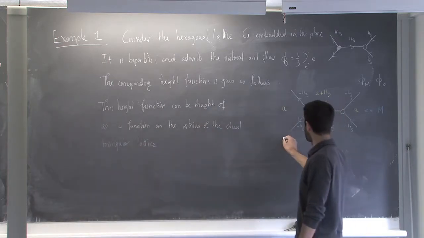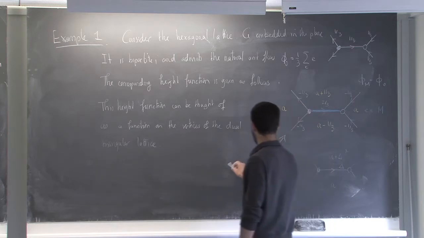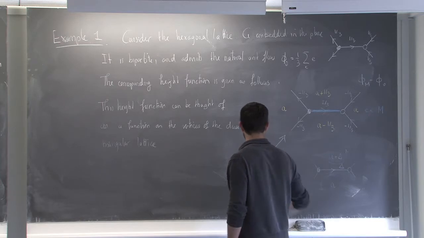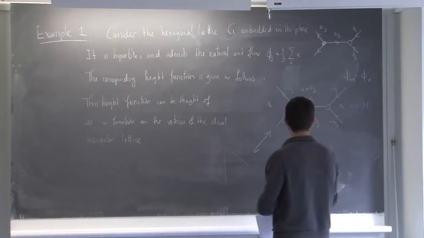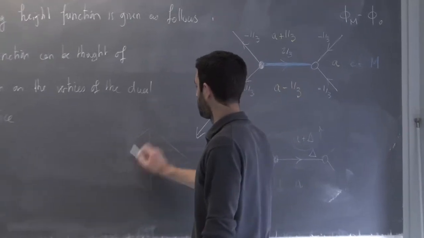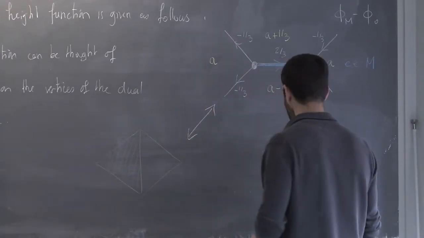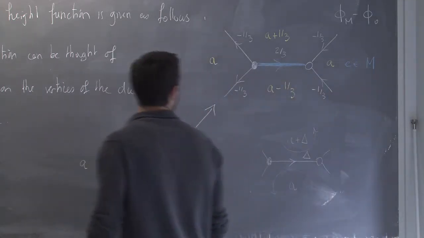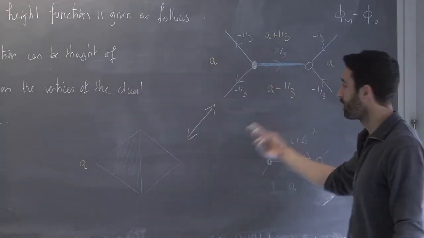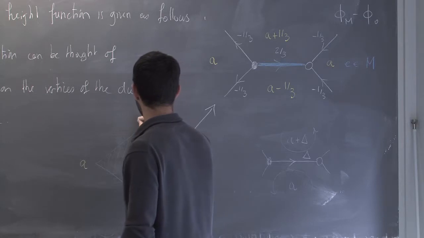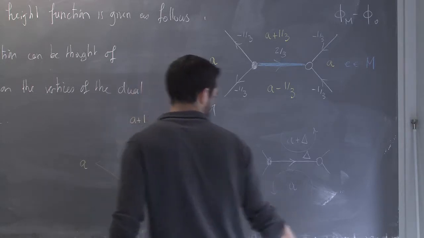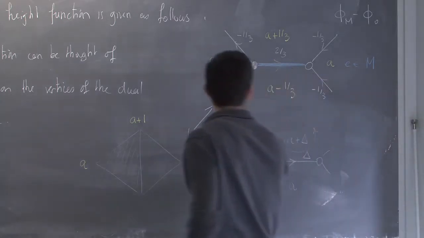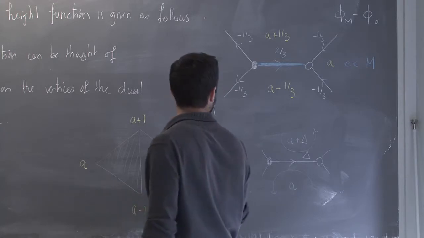So here, let me just draw the corresponding triangular lattice. Okay, and so this is the white face. And so the values are a. And maybe I'm going to multiply everything by 3, so to have integer values. So that's a plus 1. A minus 1. A.